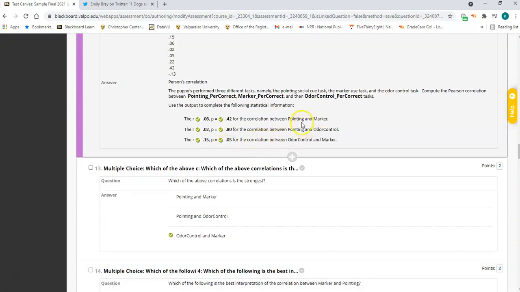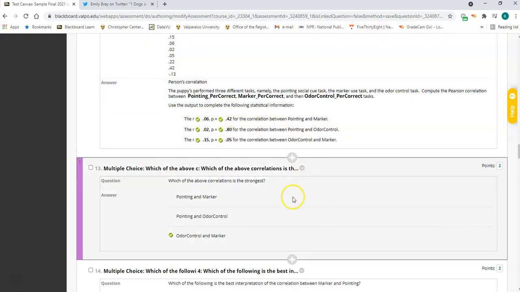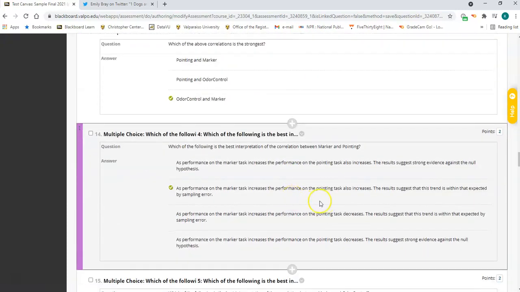Which of the following is the best interpretation of the correlation between marker and pointing? So pointing and marker right here, it's a 0.06 is the correlation, and the p-value is 0.4. That is a very high p-value. The R is very close to 0. This is very consistent with the null hypothesis, so we want to say something like that, and that's what this says. As the performance on the marker task increases, the performance on the pointing task increases. That's just because the correlation was positive.